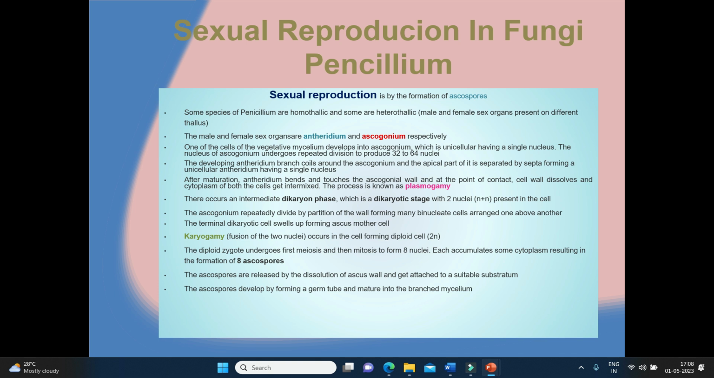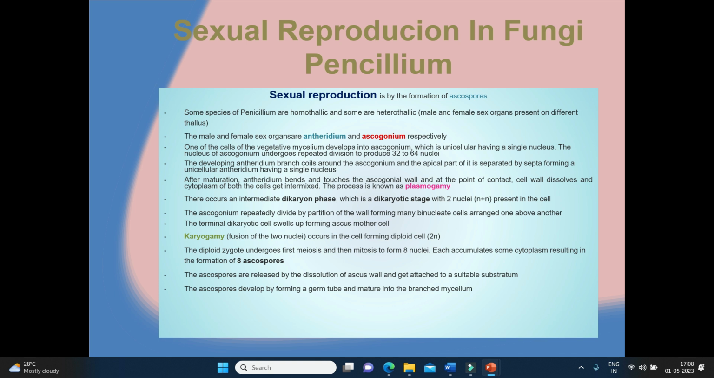The ascogonium repeatedly divides with the partition of the wall, forming many binucleate cells arranged one above the other. The terminal dikaryotic cell swells up, forming the ascus mother cell. Karyogamy is the fusion of two nuclei in the cell, forming a diploid cell. Basically, it forms a zygote.